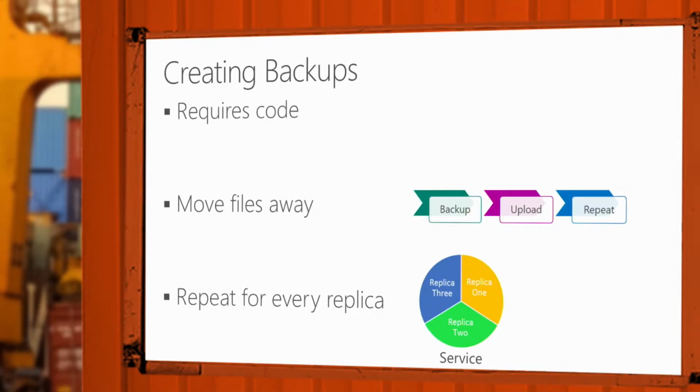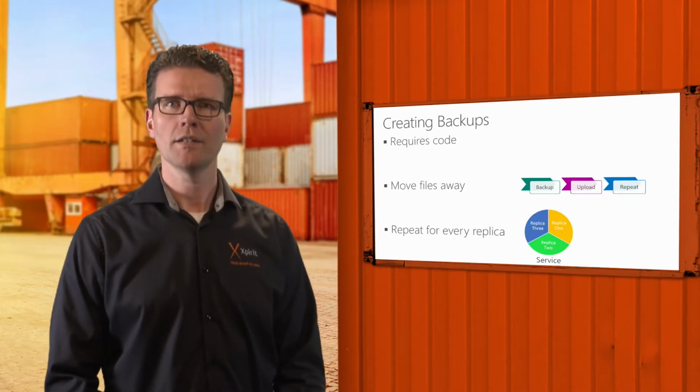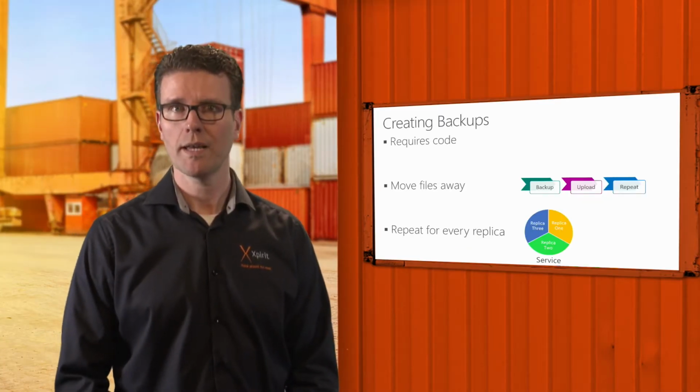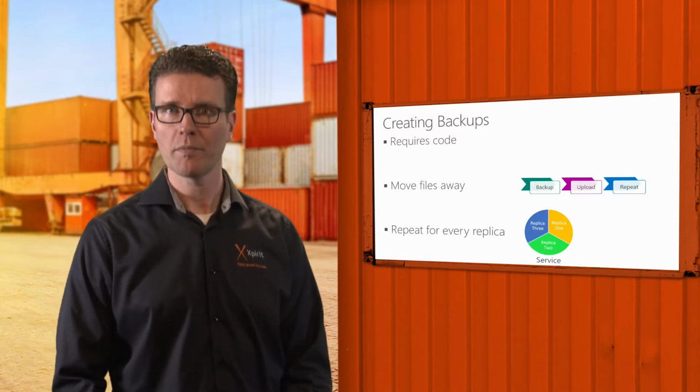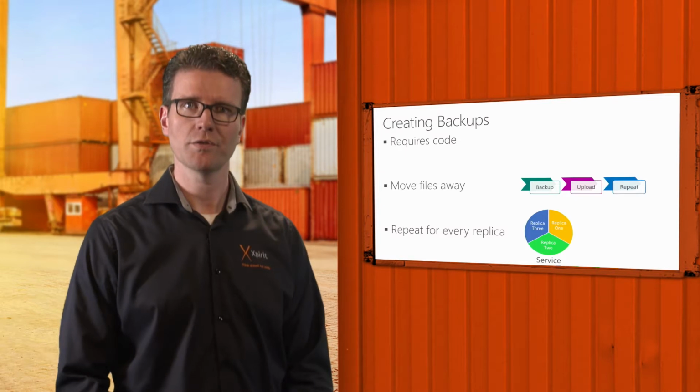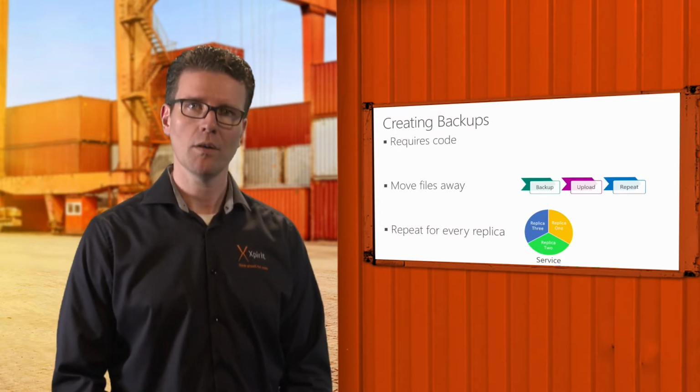Creating backups requires development effort. It requires a method to be called within a reliable service. This causes data to be copied to a local backup folder. After that, it's possible to copy that data to a central storage location. This location should be in a different fault domain, for example, in a different region or a different cloud. Every running copy or primary replica of your stateful service needs to create its own backups.